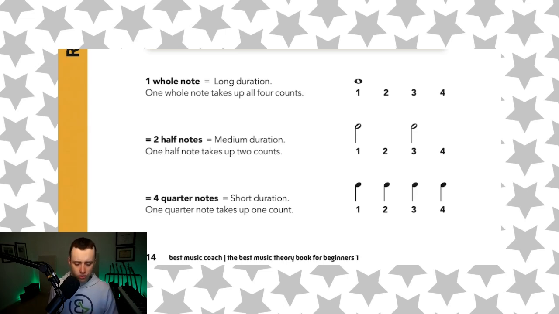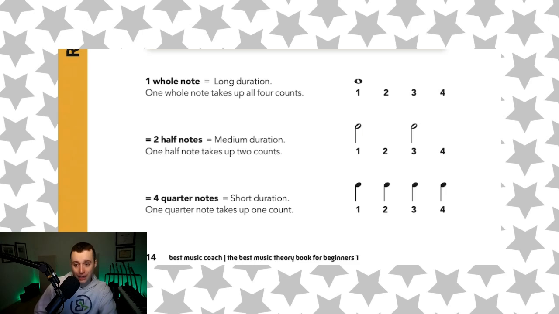So we have a whole note that gets 4 counts, 1, 2, 3, 4. We have a half note that gets 2 counts, 1, 2, and a quarter note that gets 1 count. So that sounds like this. We're going to think of a count as a click. Clicks are counts. 1, 2, 3, 4. That was a whole note. Here's a half note. 1, 2. Wow, that was a lot shorter. Here's a quarter note. 1.